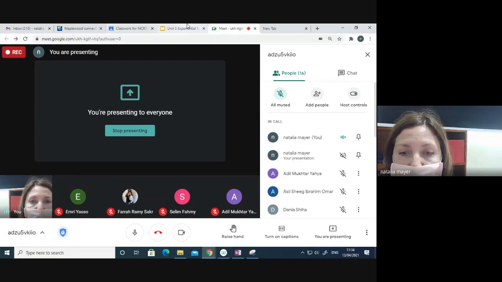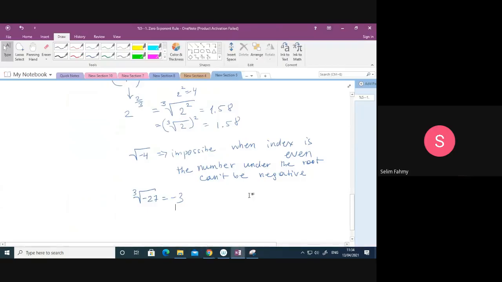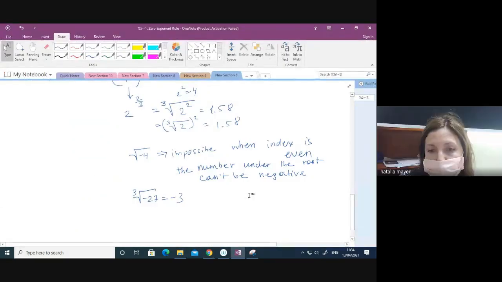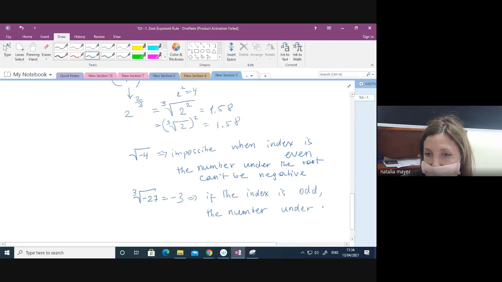All right. So Miss, can you just show me what you wrote in your notes? So the conclusion is that if the index is odd, the number under the root can be negative.